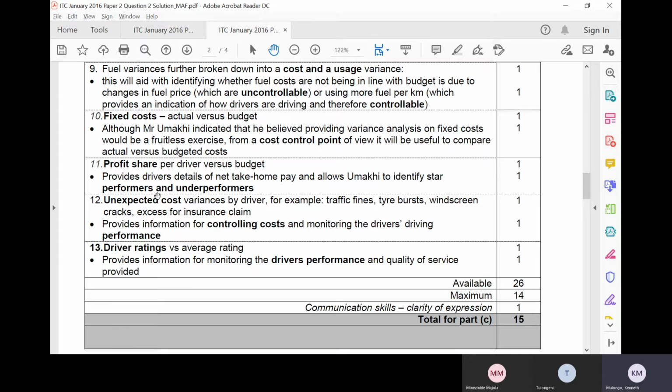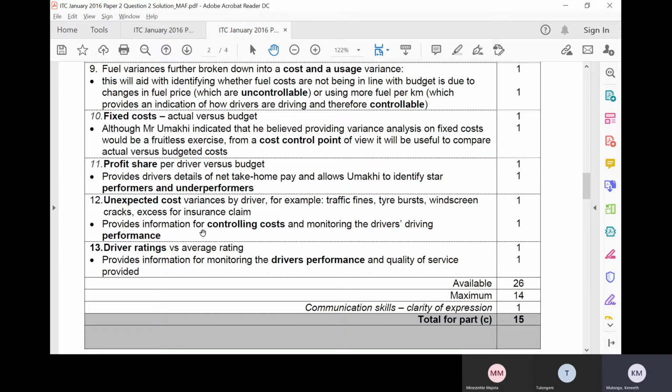If it wasn't included in your budget the first year, it might indicate that the next year we need to include it in our budget. And then it also helps with monitoring who is getting too many traffic fines, who's not driving quite nicely, windscreen, how many times have you cracked your windscreen, why are you driving that way?